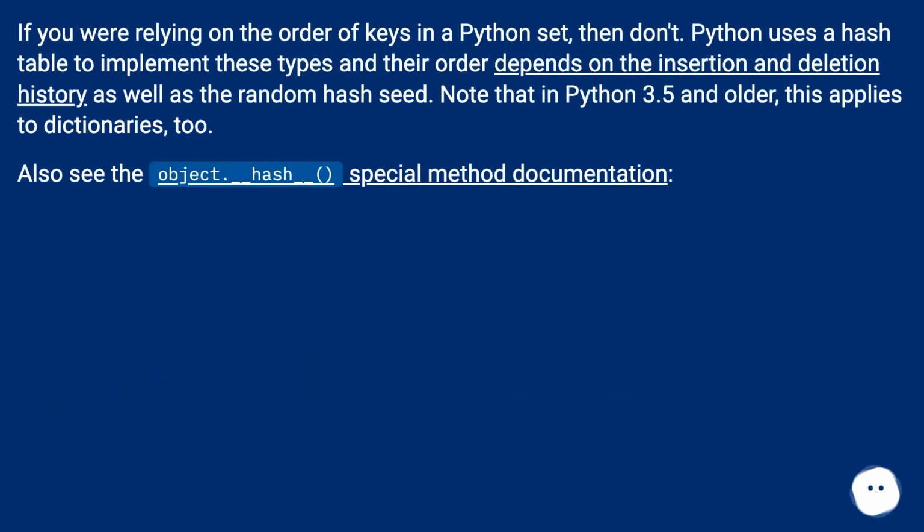If you are relying on the order of keys in a Python set, then don't. Python uses a hash table to implement these types, and their order depends on the insertion and deletion history as well as the random hash seed. Note that in Python 3.5 and older, this applies to dictionaries too. Also see the object.__hash__ special method documentation.